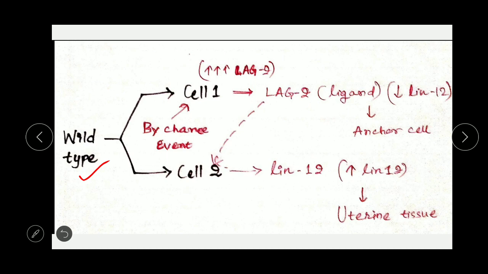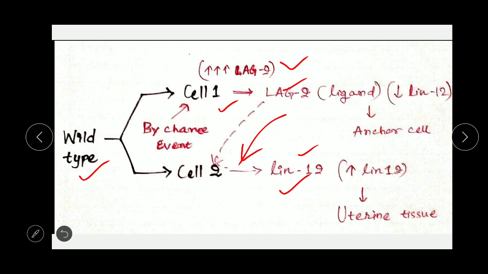By a chance event, one of the cells produces a high quantity of the LAC2 molecules. First of all, one of the cells produces the LAC2 molecules, and the LAC2 molecules act as ligand. This ligand induces the other cell, cell 2, to produce lin-12. So, by the induction of cell 2 by cell 1, which is secreting the ligand LAC2 protein, cell 2 will now produce lin-12 molecule, and the lin-12 level increases in cell 2, and then they will form the uterine tissue.